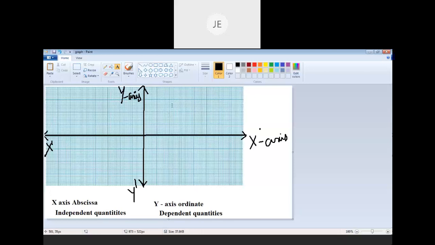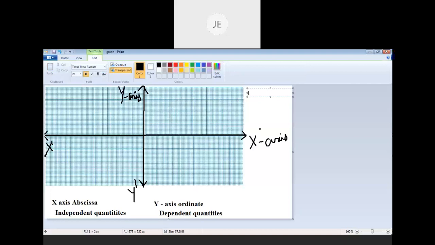Okay. And there is also something called scale. Like on the x-axis, 1 unit. For example, in physics we take time. The time can be in hours or in seconds, so you have to mention it. 1 unit is equal to 1 hour. Just like that.